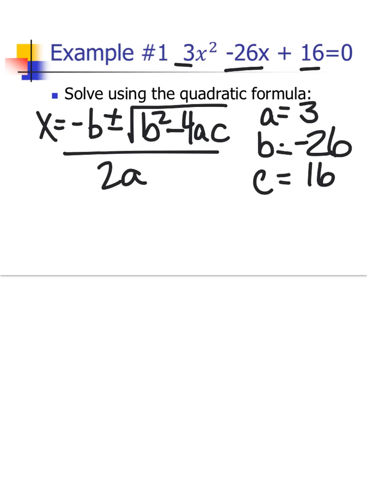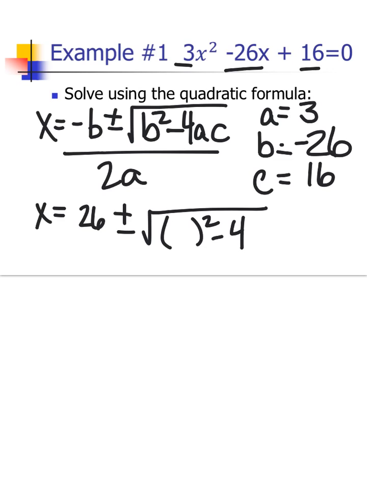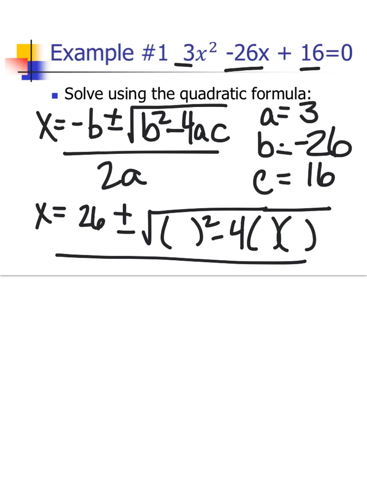And let's start substituting in. X equals negative b, you want to read as the opposite of b. b is negative 26, so we want to write down positive 26, plus or minus square root of, and this is an important step right here to get yourself in the habit of writing some blank parentheses for the B, A, and C under that radical symbol, and that'll help you get going. 2 times A on the bottom will be 2 times 3.